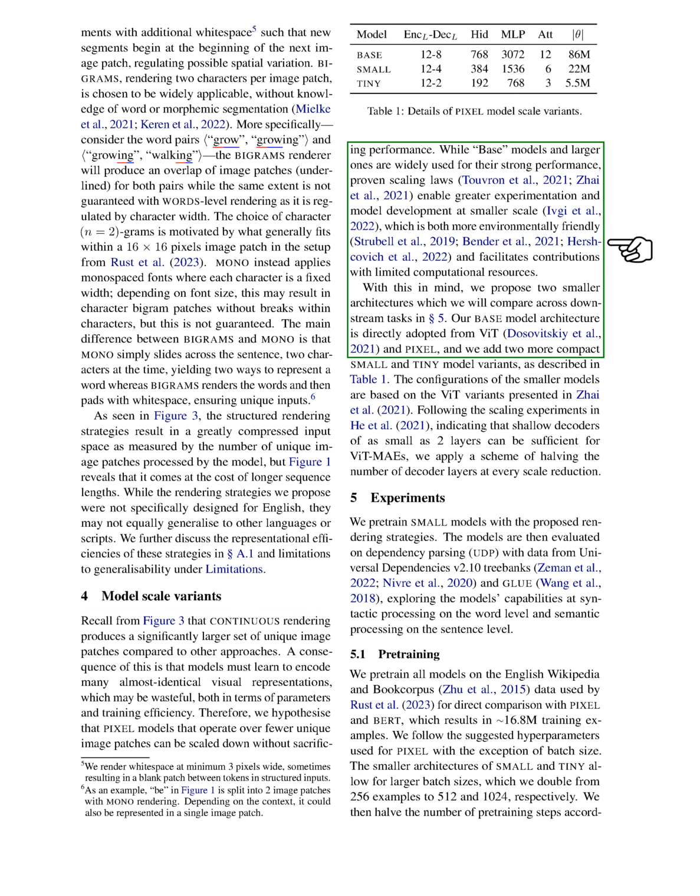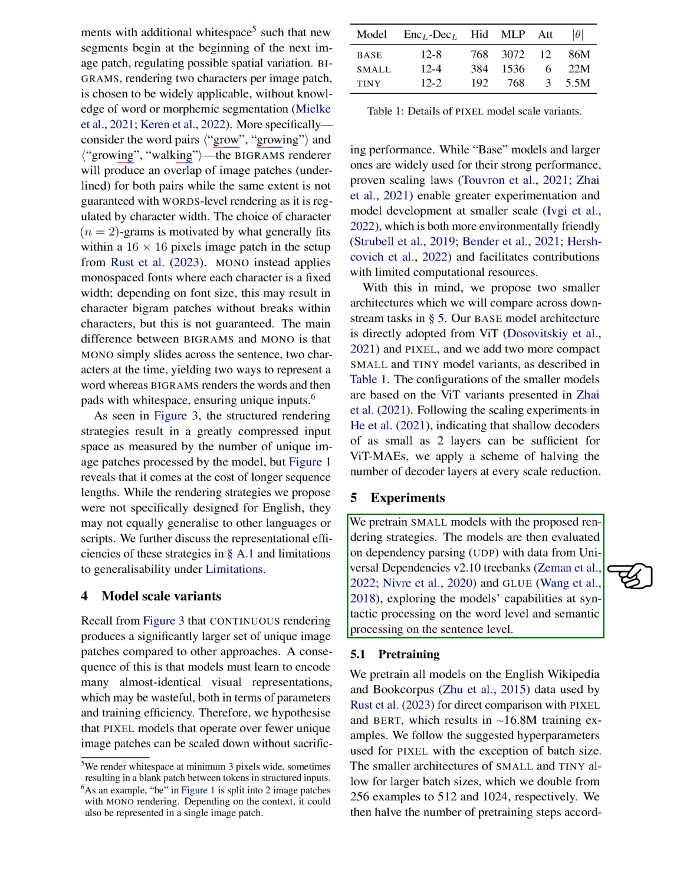Our base model architecture is directly adopted from ViT and Pixel, and we introduce two more compact variants, small and tiny. The configurations of these smaller models are based on the ViT variants. We found that shallow decoders as small as 2 layers can be sufficient for ViT-MAE, so we apply a scheme of reducing the number of decoder layers at every scale reduction.